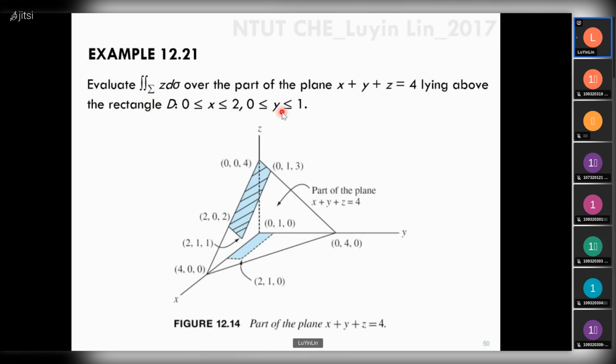You can find in this example there is no uv. If the example talks about uv, it is a more complicated example. Here there is only x, y, and from this equation z can be represented by x, y, right? If you move x and y to the right hand side, you can get z as a function of x, y. So it is an easier one. Then please see this figure.